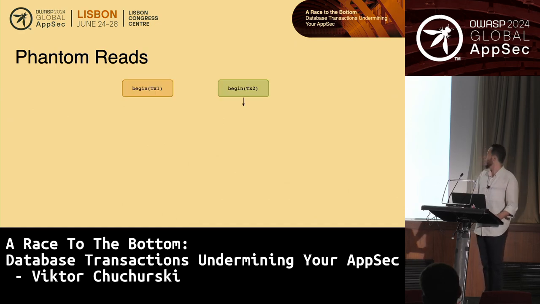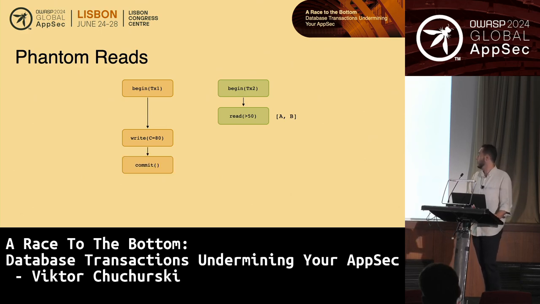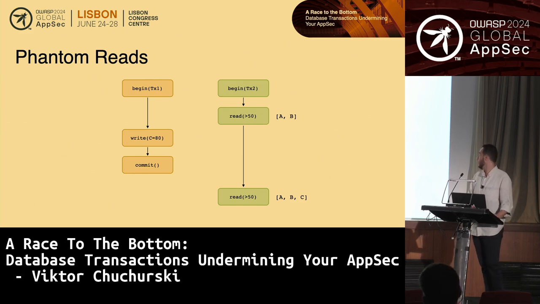Again, we have the same scenario. Initially, transaction 2 reads all entries that are larger than 50. Let's say that in this case, we get entries A and B. And then transaction 1 will insert a new entry and then commit. In a similar scenario, if transaction 2 then for some reason repeats the same read as before, it'll get a completely different set, again giving us inconsistencies within the transaction while the transaction is being executed.